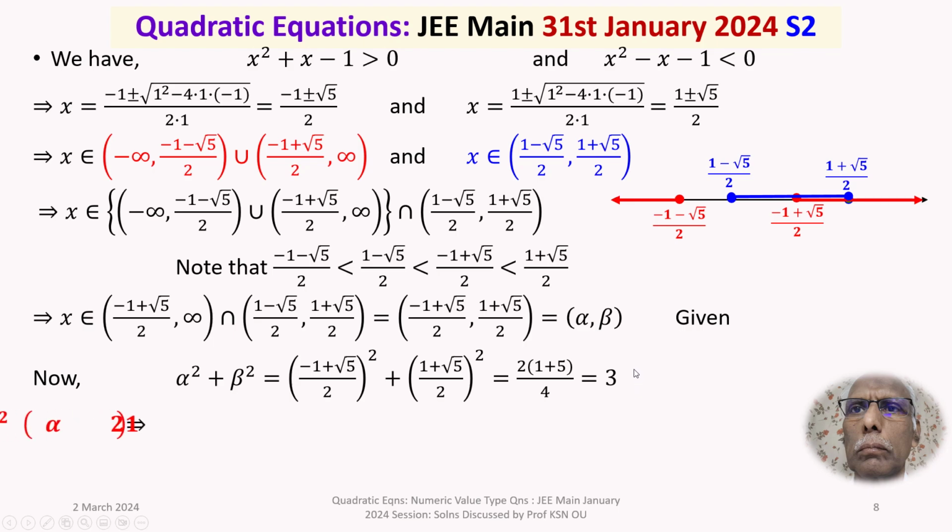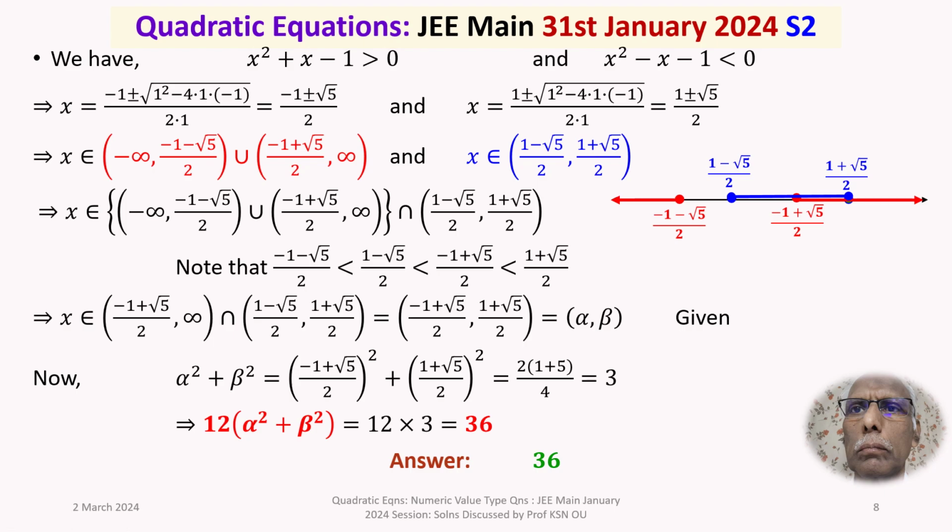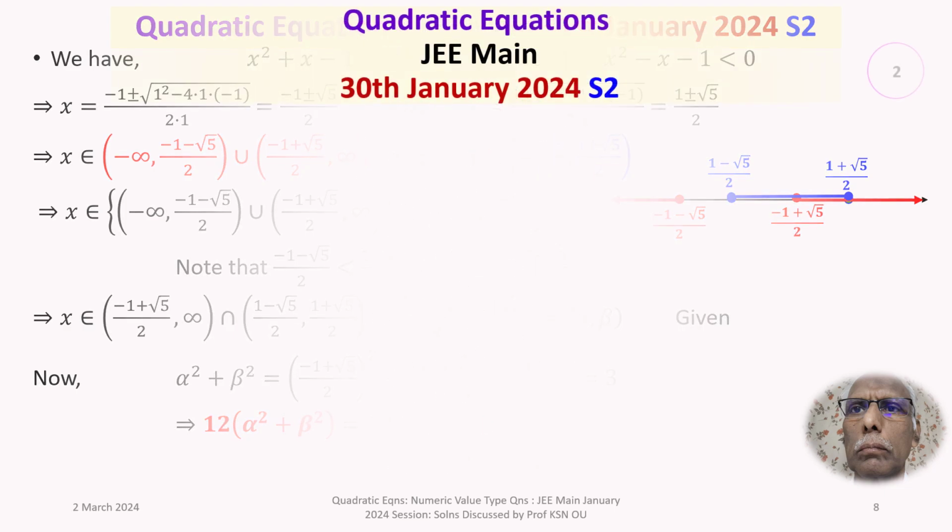And we are required to find the value of 12 times (alpha square plus beta square), which we have seen above. 12 into 3 is equal to 36. That is the required answer. The answer to this question is 36. That is the detailed discussion of the solution of the given problem on quadratic equations. I am sure that you have understood the solution of this problem. Let's now move to the second question.